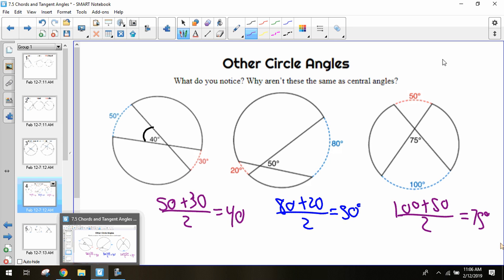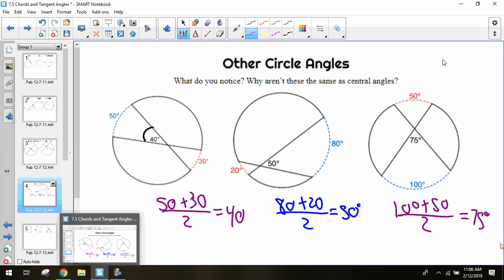So it's similar to the outside angles we talked about last week, but for the outside angles you took the larger one minus the smaller one divided by 2. With this, it doesn't matter which one you add first, because with addition, it doesn't matter which order you add. 2 plus 3 is still the same as 3 plus 2. Are we okay with this?